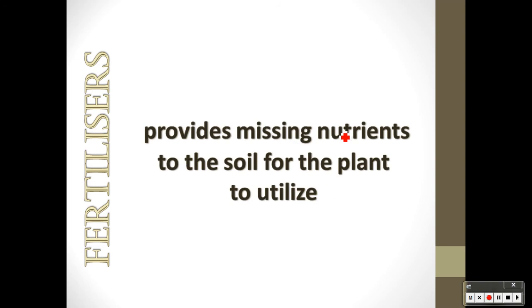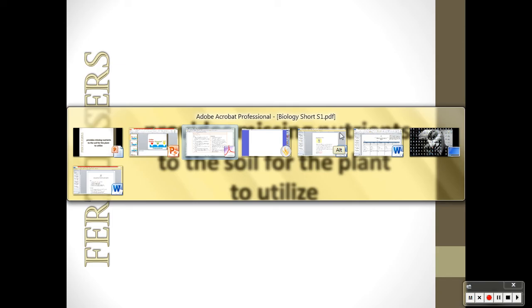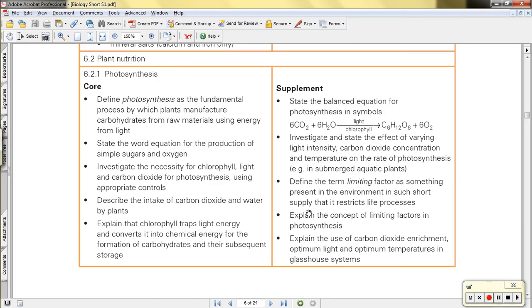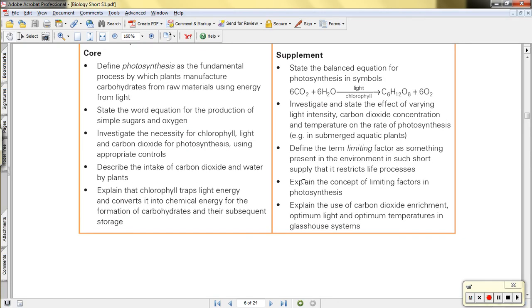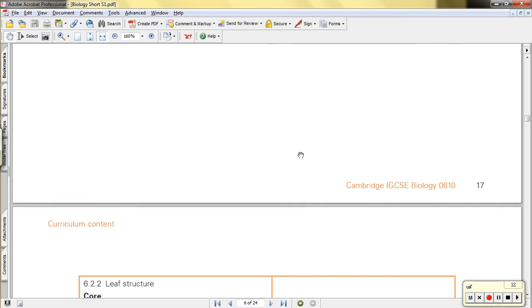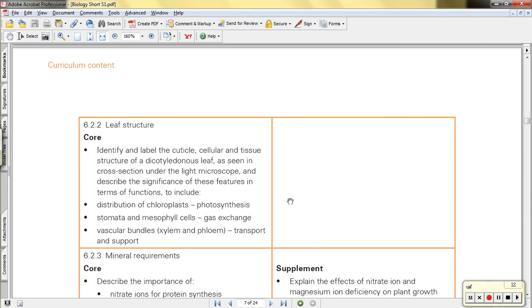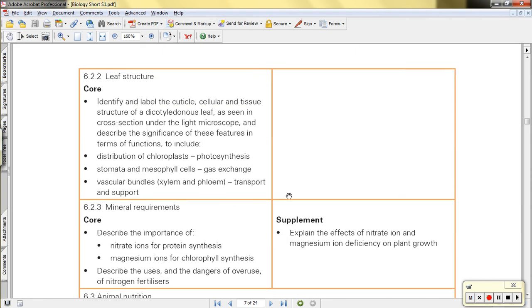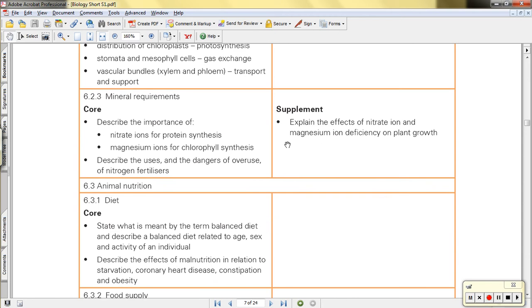So I don't know if we're on 15 minutes, but let's see if we can bang through this. Limiting factor, carbon dioxide enrichment. Bang, bang, bang. Leaf structure, done. Photosynthesis, gas exchange, transport and support, done. Alright, so mineral requirements. It's straight in the syllabus, to be honest, for the core.